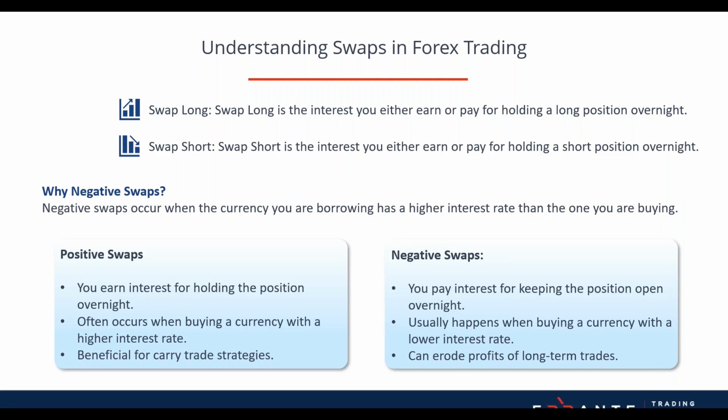Positive swaps are the more appealing side of the equation. You actually earn interest for holding the position overnight. This often occurs when you're buying a currency with a higher interest rate compared to the one you're selling, and is particularly beneficial for carry trade strategies where you aim to profit from the interest rate differential between two currencies. On the flip side, negative swaps usually happen when buying a currency with a lower interest rate. While it's a cost, it's a known one, and it can erode the profits of long-term trades if not accounted for.